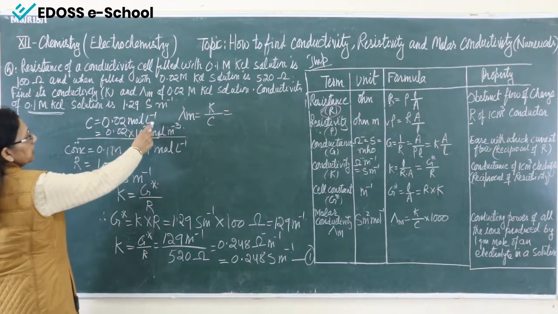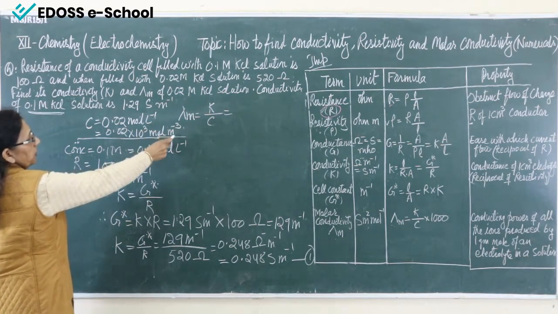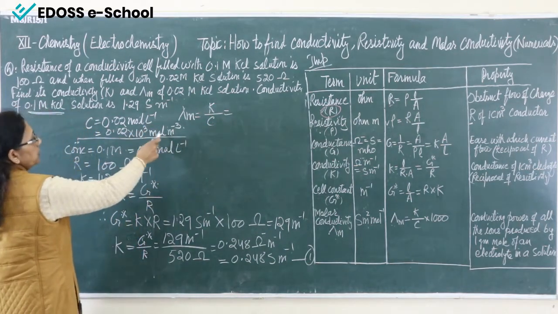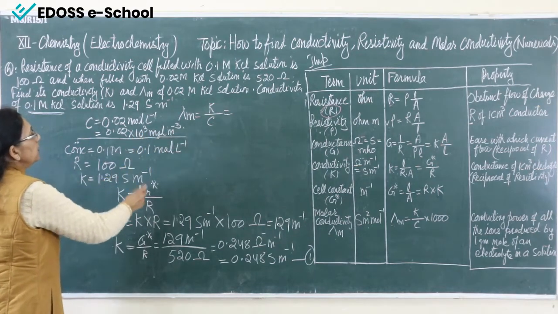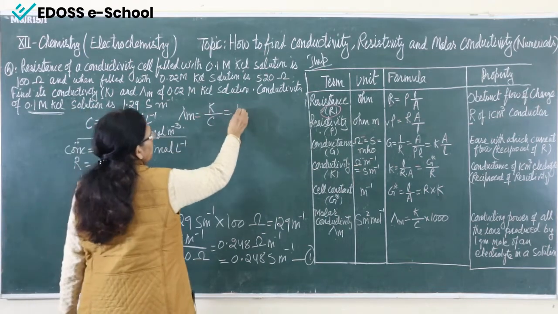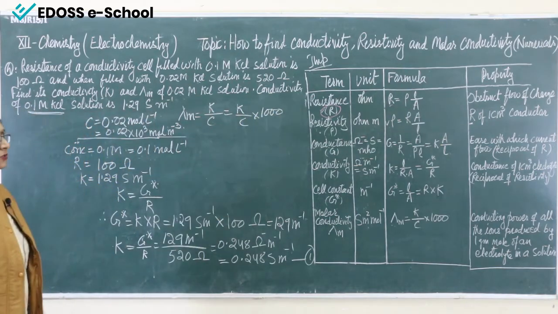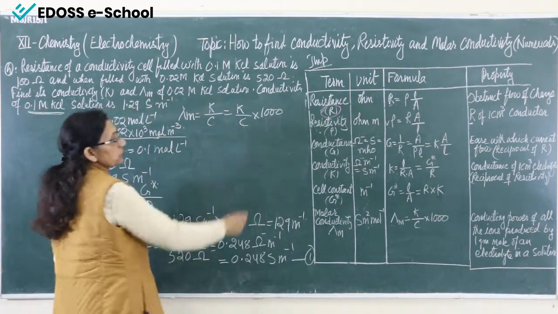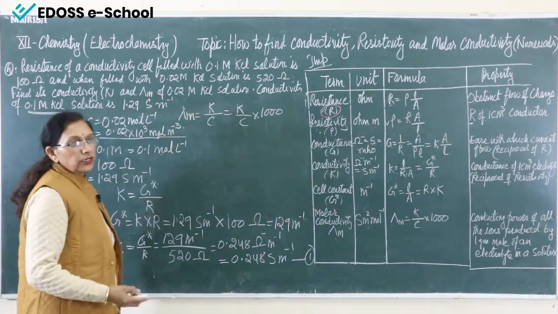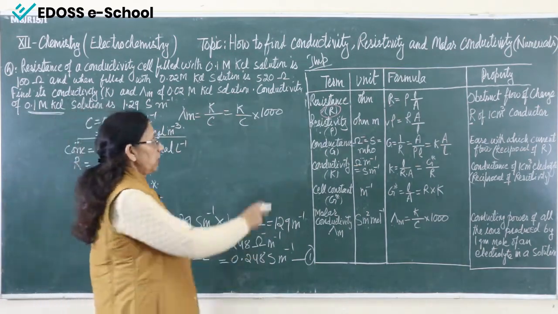Okay, liter we can convert into cubic meter. So how will we convert it? This concentration is in mole per liter, so for mole per liter we have to multiply it by 10 raised to power 3. In this way the formula becomes K upon C into 1000. Is it clear why we are multiplying by 1000? Because concentration is given in mole per liter. If you want to convert liter into cubic meter, we will multiply it by 10 raised to power 3, or by 1000.